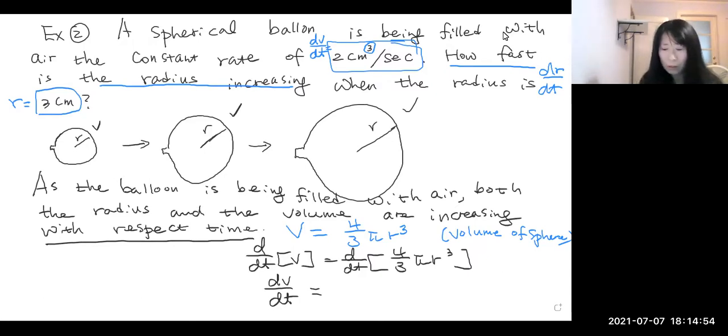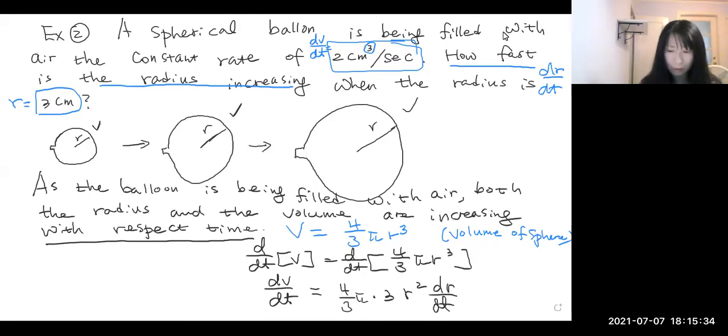4 pi r cubed over 3, I mean, 4 pi r squared. Then drop the 3, right? And r squared, you said? And then since we take the derivative of r with respect to t, we're going to use the chain rule, which is dr over dt. Okay. Now, we have all the information.